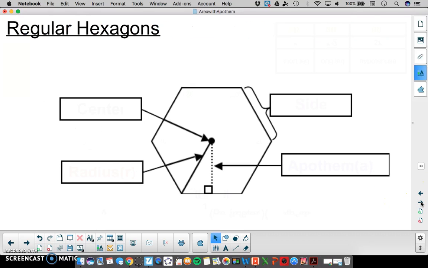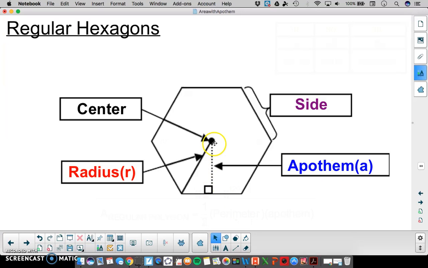Next, we're going to take a look at regular hexagons. Again, we're going to start with labeling the pieces. We have the segments, which are called the sides, the point in the middle called the center, the segment from the center to the corners called the radii, and from the center perpendicular to the side will be the apothem. And again, that apothem will cut the side in half.